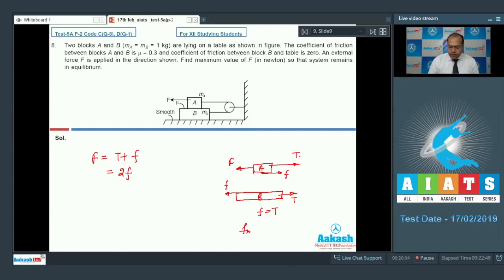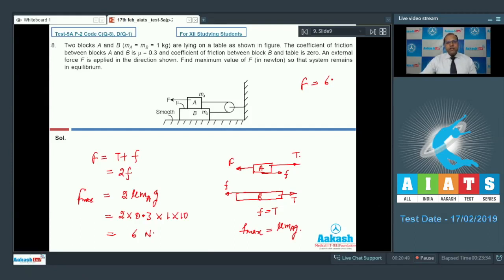And the maximum value of f which is possible in order to have equilibrium is mu into m_A into g. So F maximum in case of equilibrium is 2 times mu into m_A into g. If I substitute the data, 2 into mu is 0.3, m_A is 1 and g is 10, so this comes out to be 6 Newton. So on comparison, the value of F comes out to be 6. So the correct answer for question number 8 is 6.